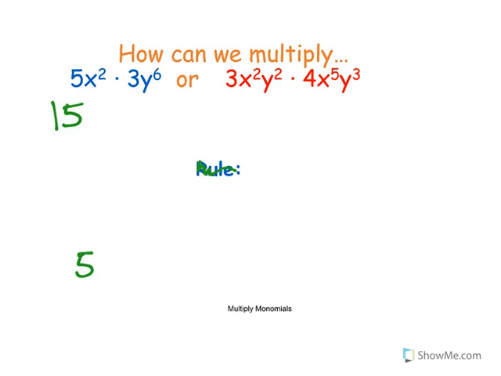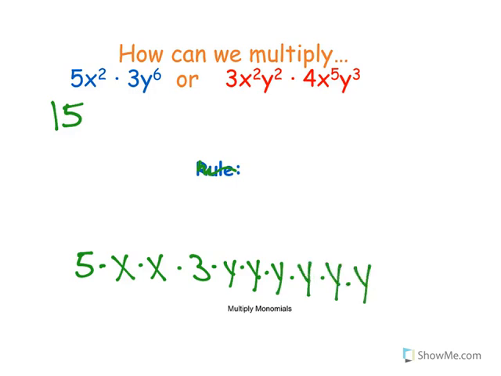In other words, I've got 5 times x squared times 3 times y to the 6th. I don't have 8 powers of anything. I have 5 times 3 is 15. And I've still got 2 powers of x, and I've still got 6 powers of y.